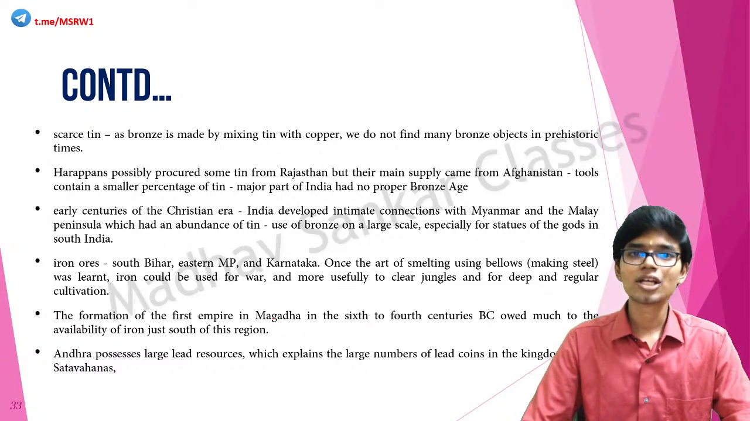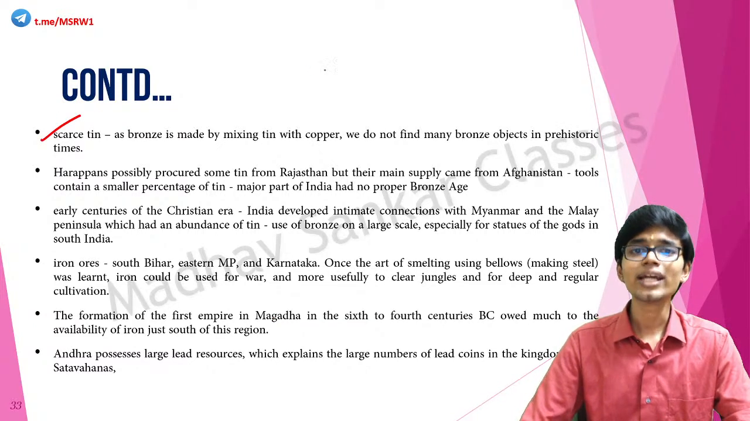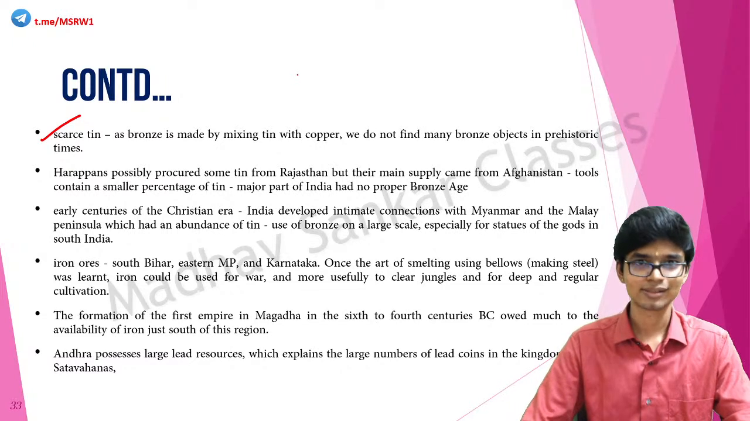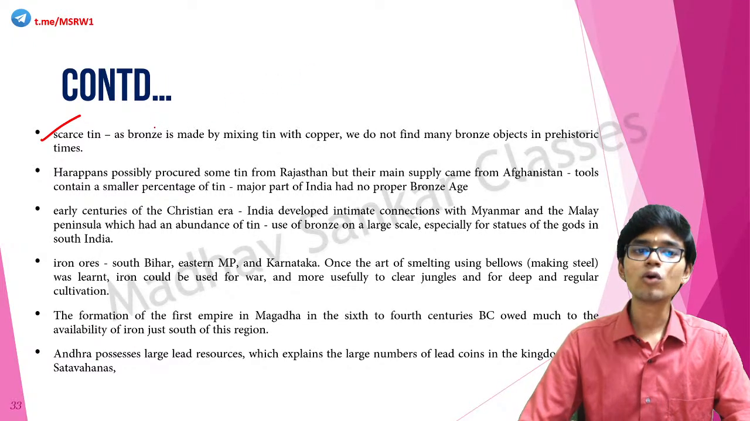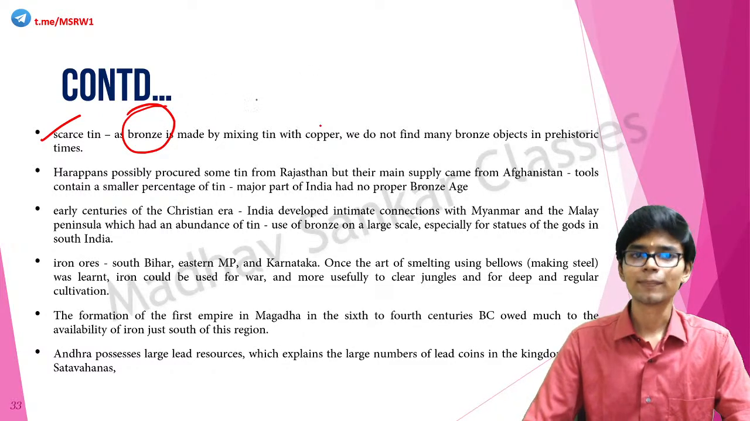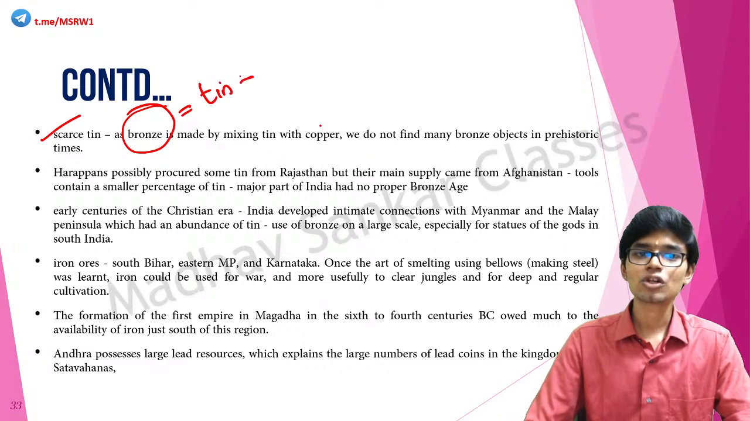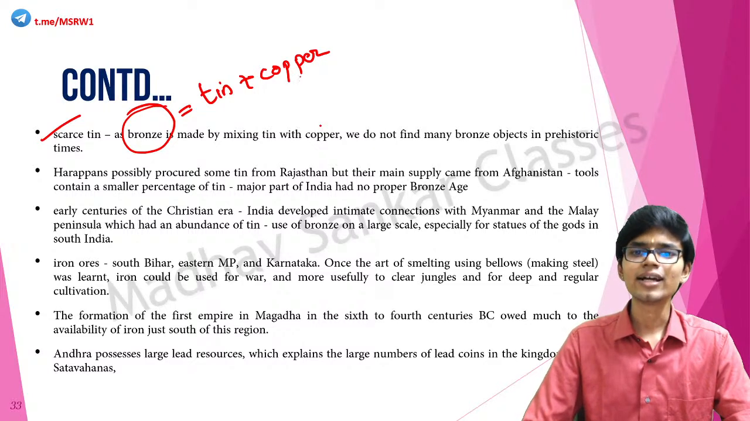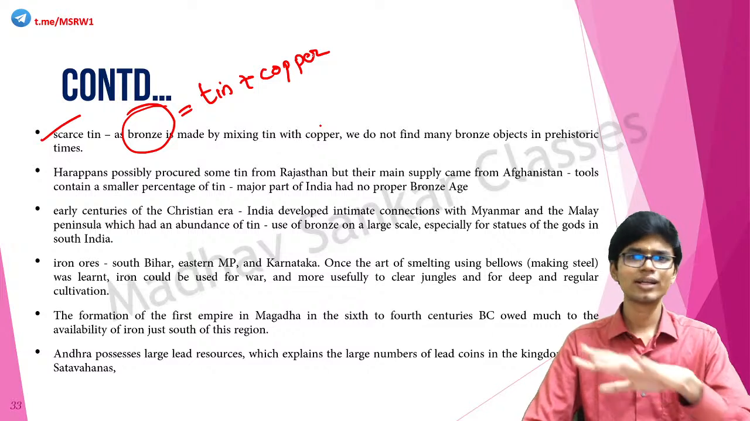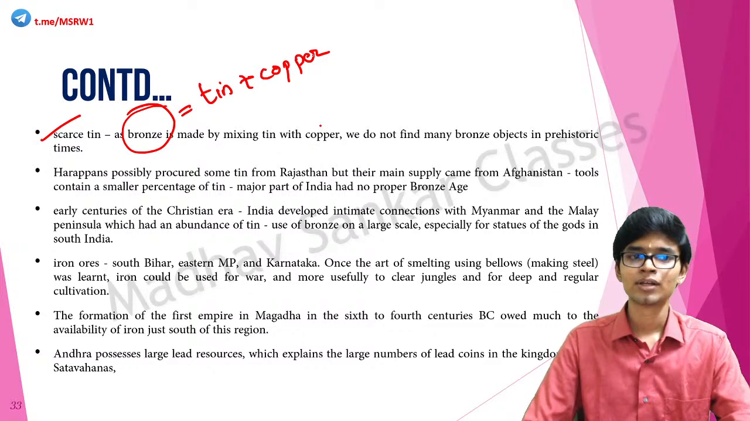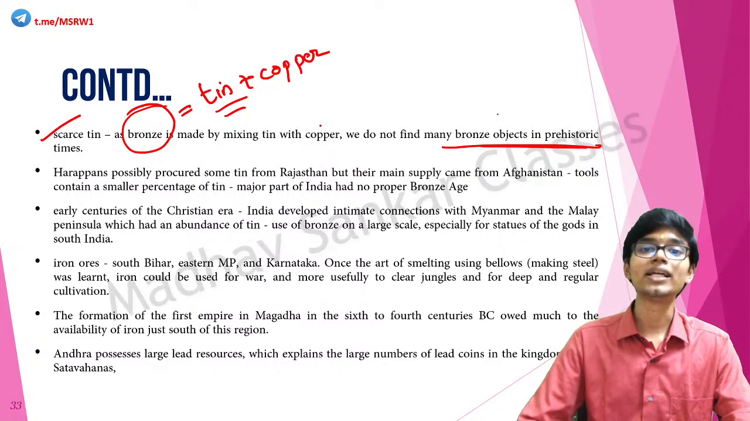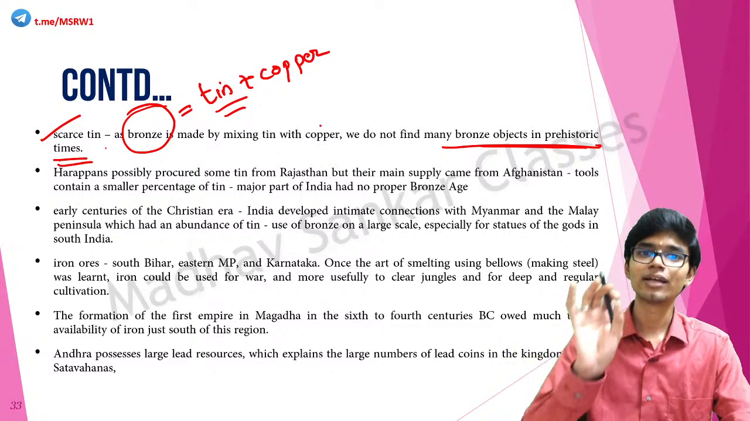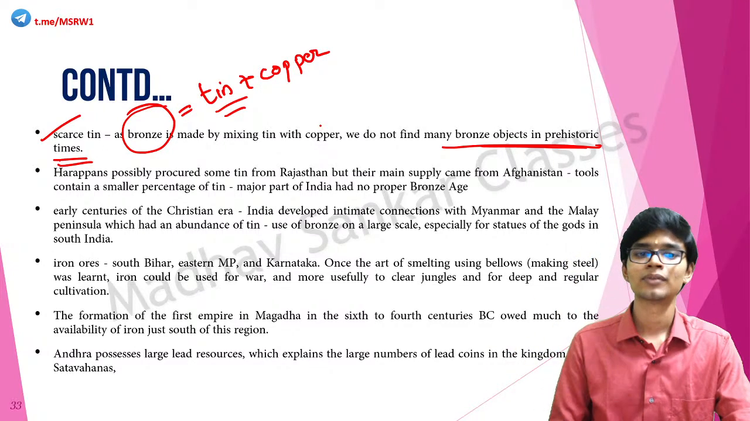Now, India in general was scarce in tin. Tin was not a metal that was common in India. And in order to make bronze, you need copper and tin. Bronze is a mixture of tin and copper. Clear? So tin is not seen much in India. It is seen only in some pockets, and right now there is a virtual absence of tin within India. Because of this, we do not come across many bronze objects in prehistoric times. Why? Simply because there was a shortage of tin.